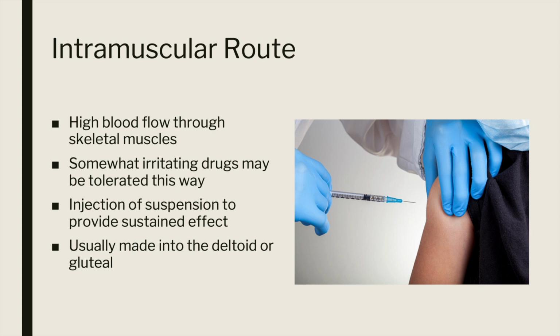Intramuscular. So obviously we are injecting into a muscle. There is high blood flow through skeletal muscles. If you have a drug that can be irritating, this can be a better way to administer it. Injection of suspension provides a sustained effect in this area. And this is usually done into the deltoid in the arm or into the gluteal. So this is how most vaccines are given, things like that, intramuscular.